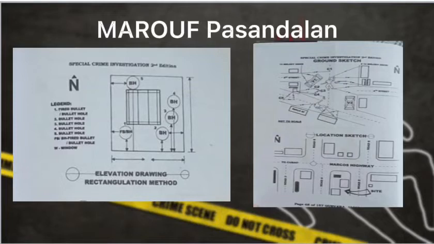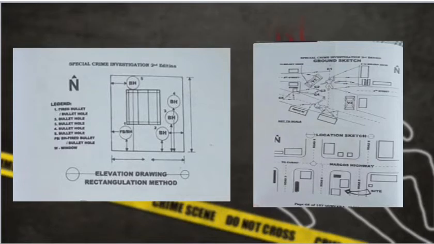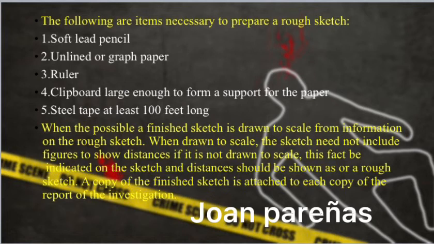Okay, sa location sketch naman is diyan malalaman kung sino ang gumawa at kung paano niya ginawa ang isang krimen. The following are items necessary to prepare a rough sketch: soft lead pencil, unlined or graph paper, ruler, clipboard large enough to form a support for paper, steel tape at least 50 feet long.